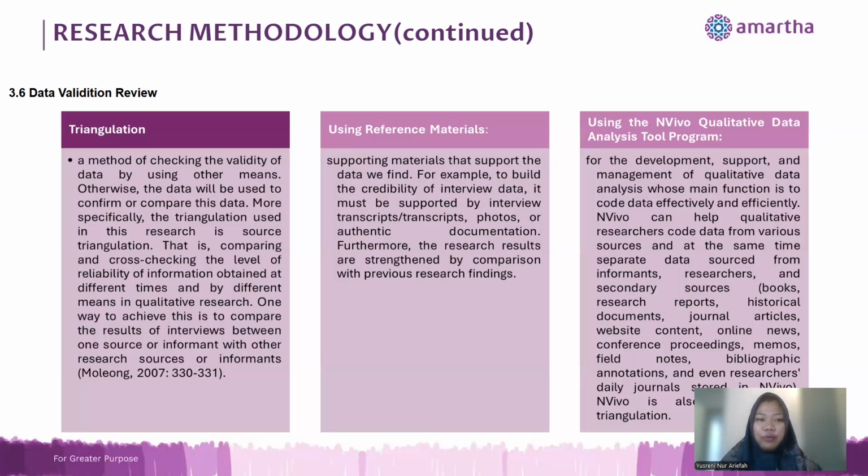Next, data validation is reviewed by using triangulation, using reference materials, and the NVivo qualitative data analysis tool program. Triangulation is a method of checking the validity of data by using other means. Otherwise, the data will be used to confirm or compare this data. More specifically, the triangulation used in this research is search triangulation, that is, comparing and cross-checking the level of reliability of information obtained at different times and by different means in qualitative research. One way to achieve this is to compare the results of interviews between one informant and other informants, by Moleong in 2007.